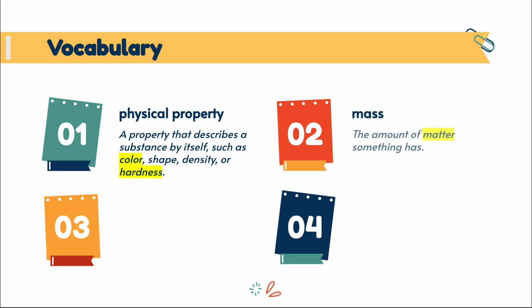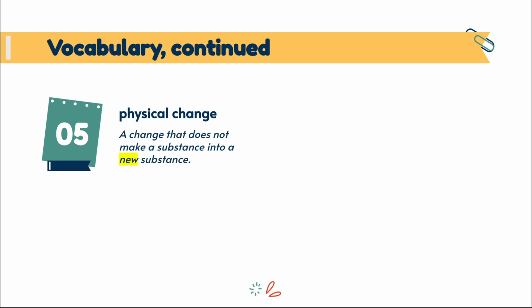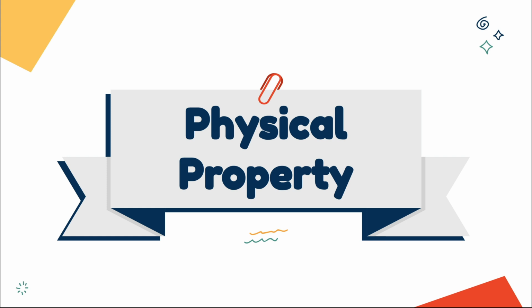Mass. The amount of matter something has. Volume. The amount of space something takes up. Density. The amount of mass something has in relation to its volume. Physical change. A change that does not make a substance into a new substance. Let's take a further, more in-depth look at each of these.